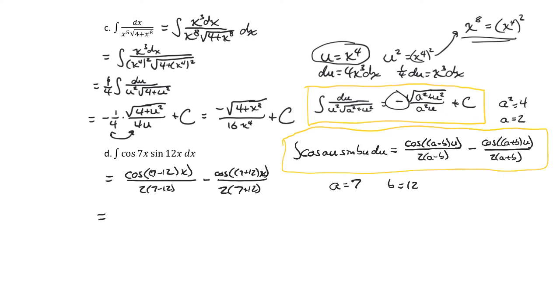And so, simplifying, we have cosine of negative 5x divided by negative 10 minus the cosine of 19x over 38. And then we'll throw on our constant. I didn't put the constant on there before.